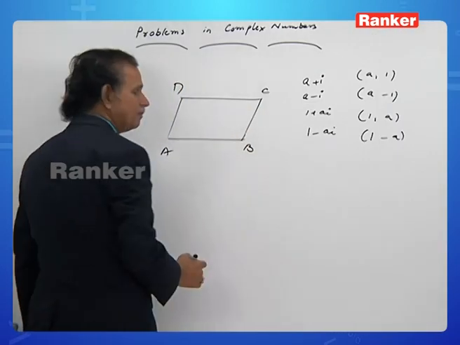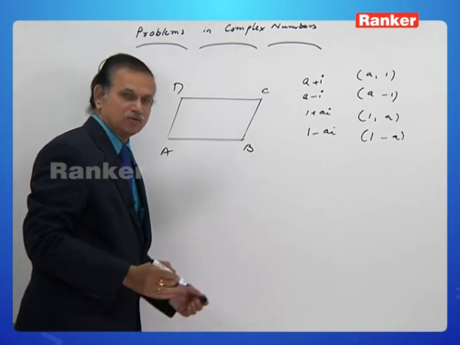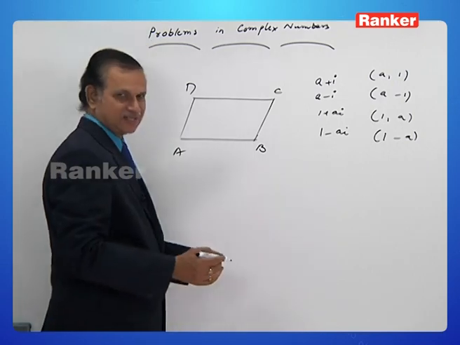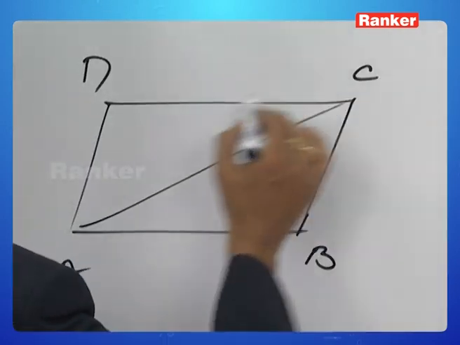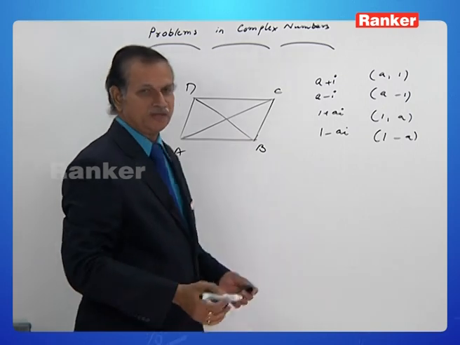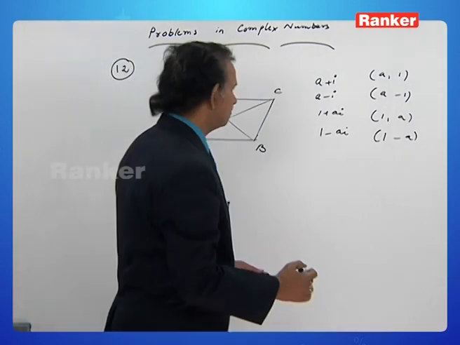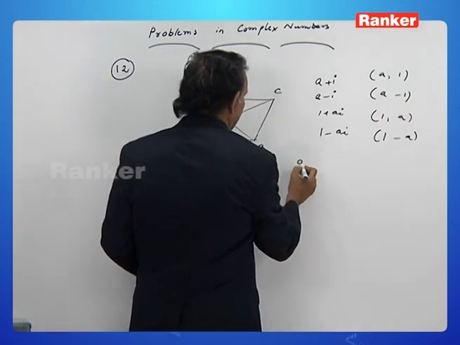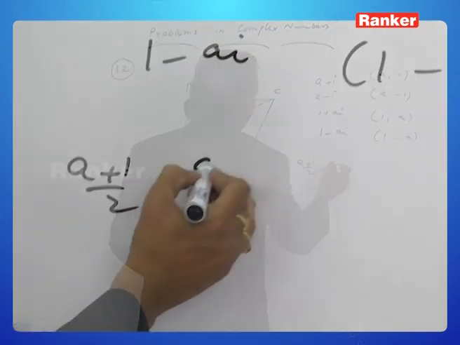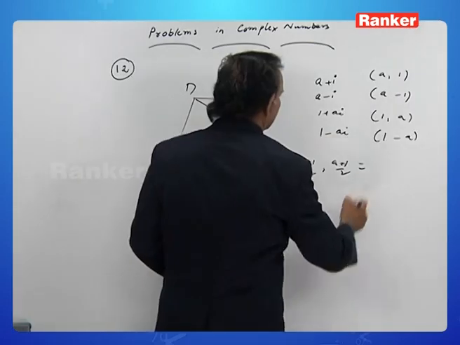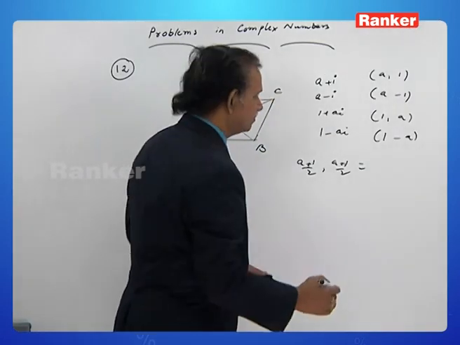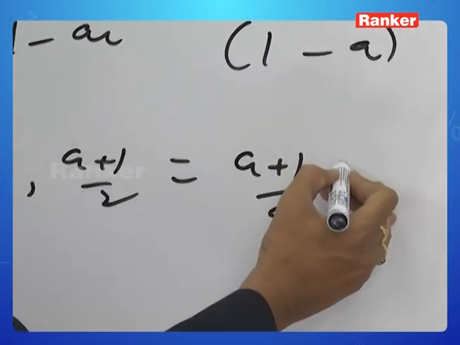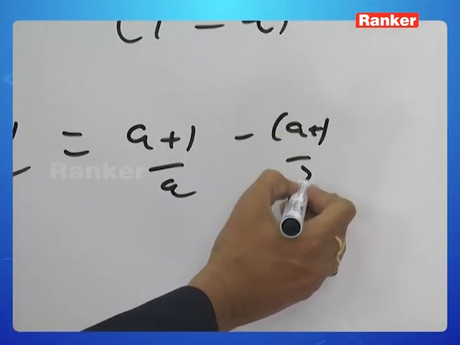If at all they form a parallelogram, everybody knows that diagonals bisect each other. That is, the midpoint of AC and the midpoint of BD should coincide. What is the midpoint of AC? ((a + 1)/2, (a + 1)/2) is equal to the midpoint of BD. What is the midpoint of BD? ((a + 1)/2, −(a + 1)/2).